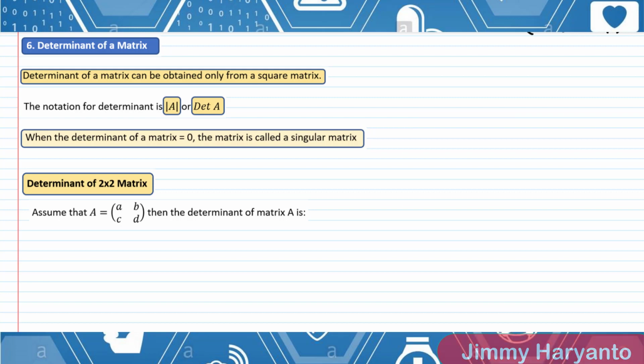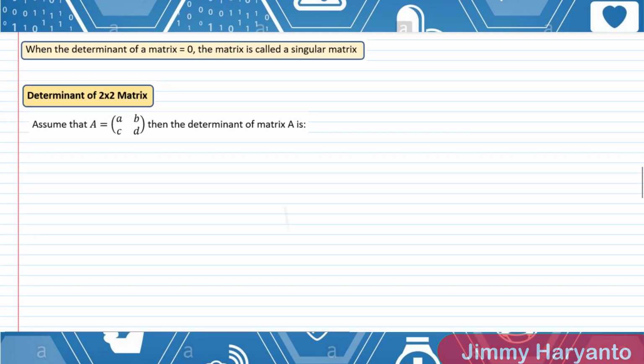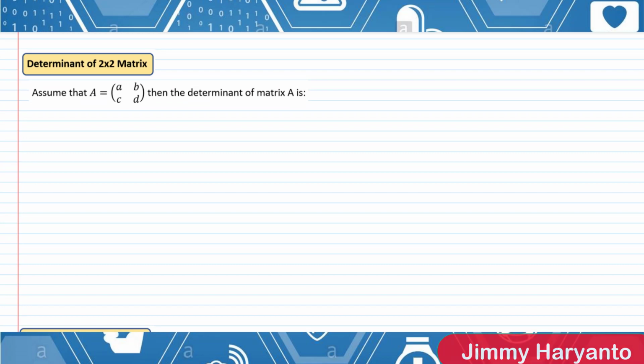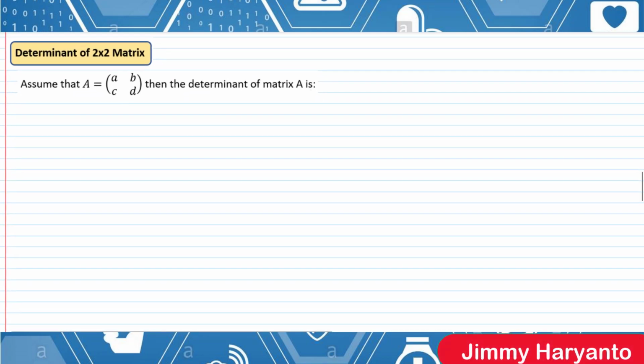When the determinant of a matrix equals 0, the matrix is called a singular matrix. So a singular matrix is a matrix with determinant equals to 0. First, I want to teach you how to find the determinant of a 2 times 2 matrix. Assume that A equals A, B, C, D.